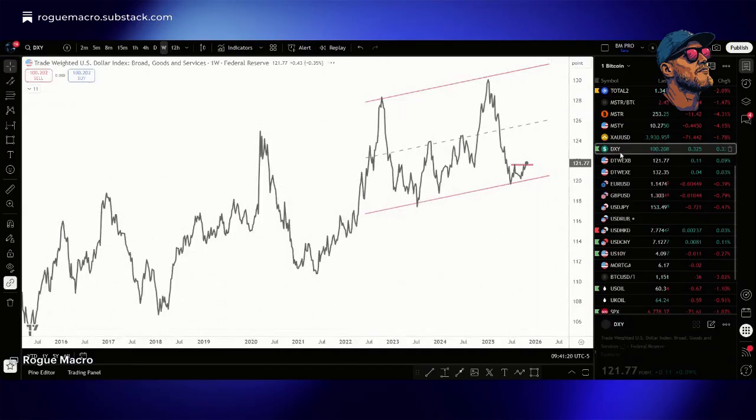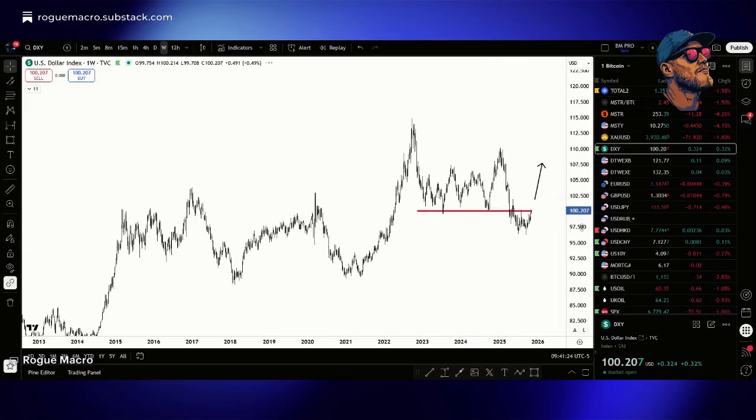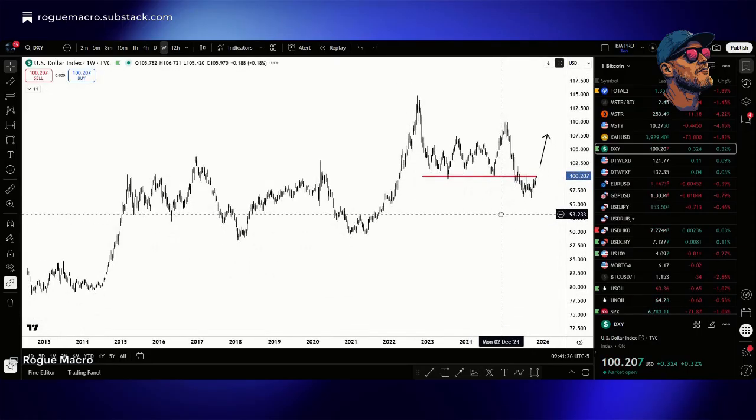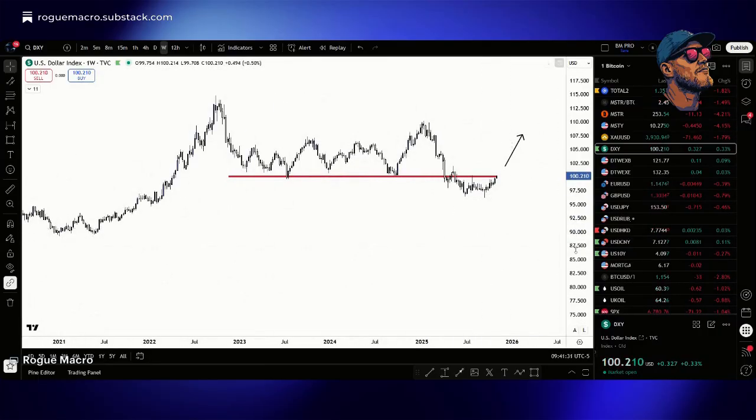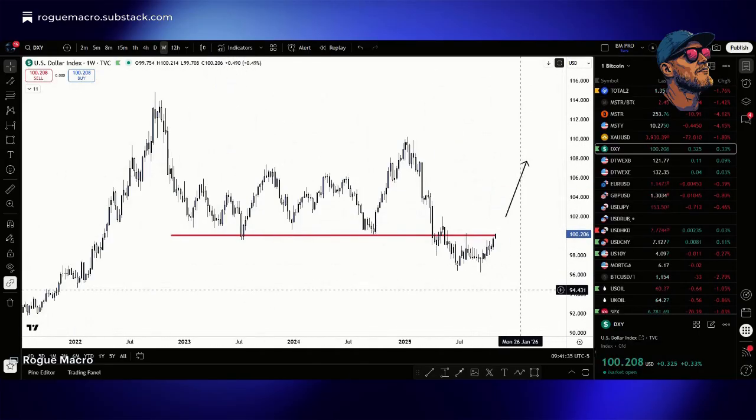And then this is the regular DXY. If anything, this is a little bit less bullish than the other ones, but the dollar is not dying. It's actually breaking out. So this is going to cause stress in the market, the global economy. And we have one here.